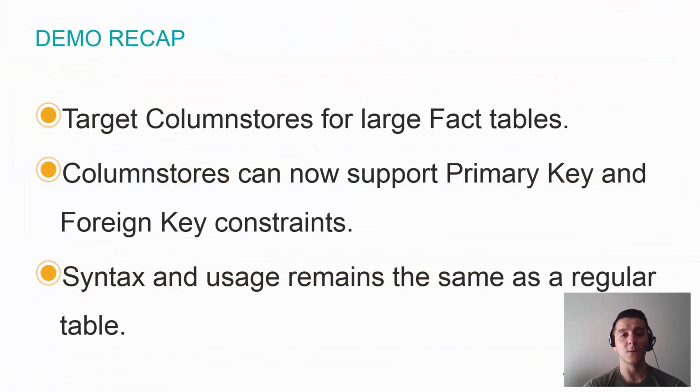Okay, so I hope you got a good overview in the demo of the new capability of column stores in 2016 to have primary keys, to have foreign keys. As you took a look, it's pretty much the same experience as working with any other table, so there's not a new syntax or anything like that. It's the same syntax that you would use to create primary keys or to create foreign keys on a regular table. The only difference is that now it's on a column store table.